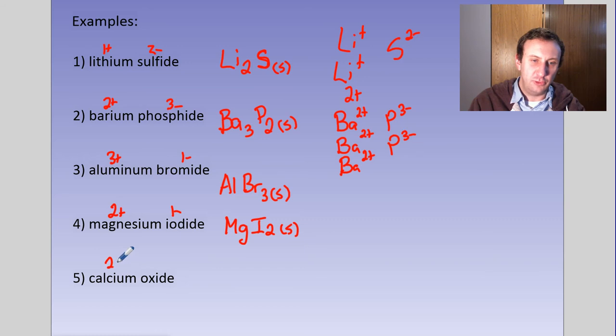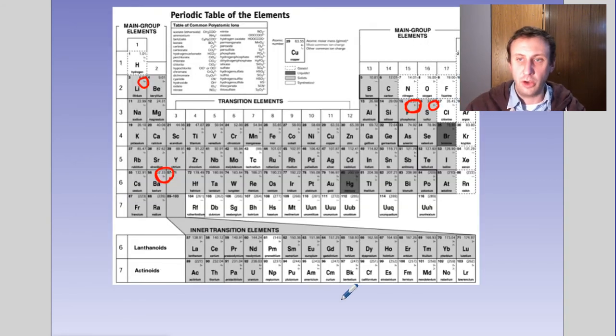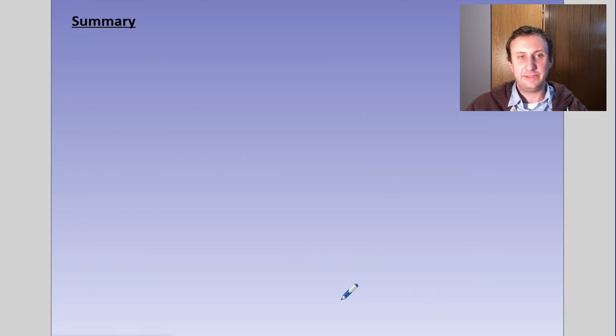Calcium oxide, 2 positive, 2 negative. Hey, it's already equal. It meets up at 2. I just need 1 of each. CaO solid. This is where that crisscrossing thing would let you down if you're like, oh, it's 2 and 2, so it must be Ca2O2. Well, that can be reduced. That's wrong, right? Because it can just be CaO. I just need 1 of each. Okay, so that is ionic.